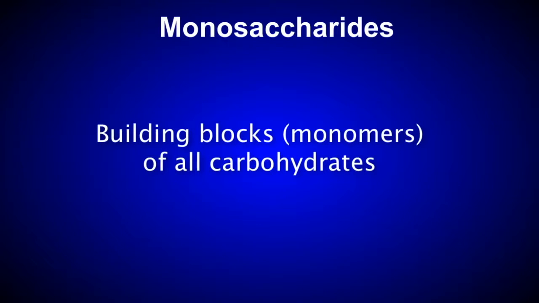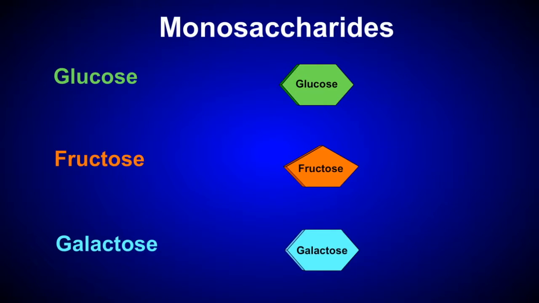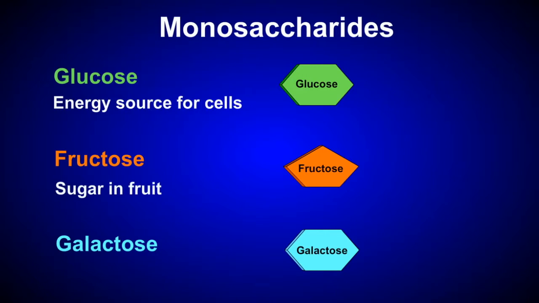Let's talk about monosaccharides first. Monosaccharides are the building blocks, or monomers, of all carbohydrates. Common monosaccharides include glucose, fructose, and galactose. Glucose is by far the most abundant monosaccharide. It's water-soluble, easily transported through an organism, and is the energy source for cellular respiration and the production of ATP. Fructose is the primary monosaccharide found in fruits and plants, and galactose is the primary monosaccharide found in milk.